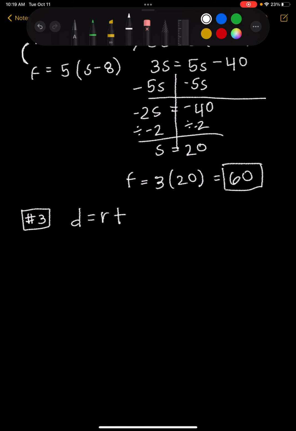What I'm going to do is have a section for the first bus and a section for the second bus. So first bus, we know the rate is 40 kilometers per hour. For the second bus, we know the rate is 50 kilometers per hour.